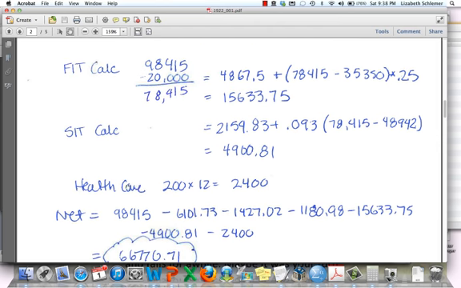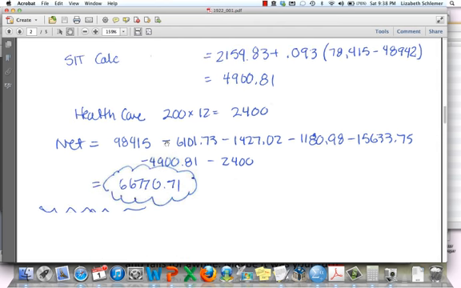The last thing it says in the problem is that he has health care that's $200 a month. So for the net, you're going to take $98,415 minus these three taxes that were based on the $98,415, minus federal income tax and state income tax, minus the $2,400. That is the amount of take-home pay.